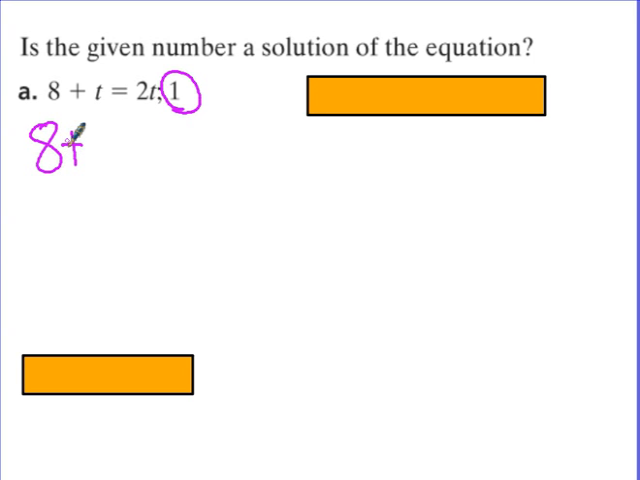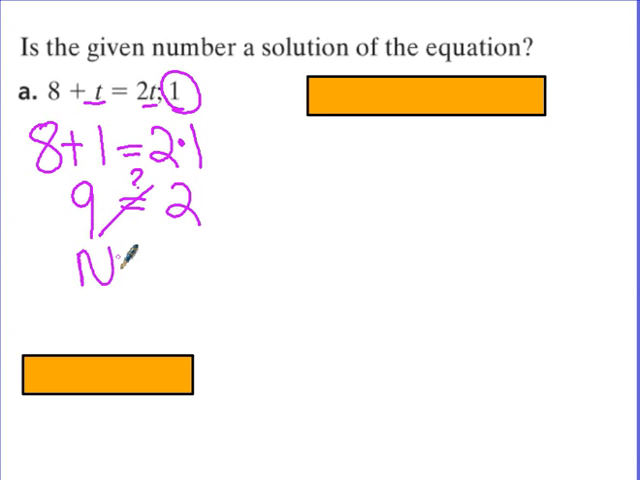8 plus, instead of the t, I'll write 1, equals 2, and instead of the t again, I will write 1. I know that this does not say 21, this means 2 times 1. 8 plus 1 is 9. Does that equal 2? No, it does not. So I would say no, 1 does not work.